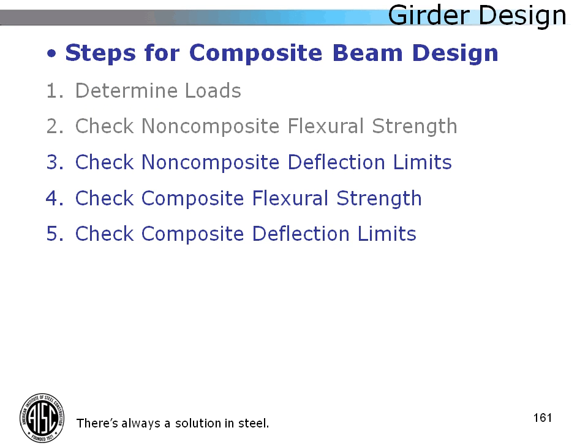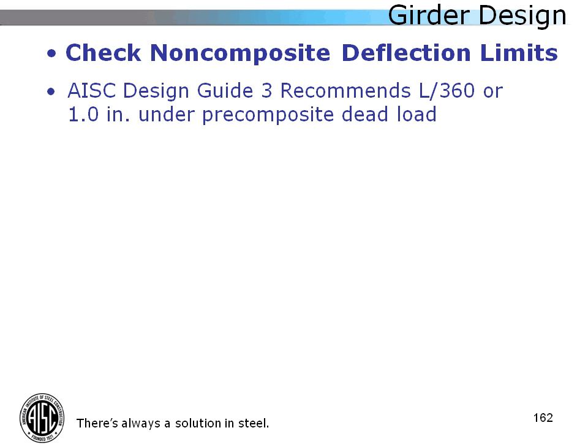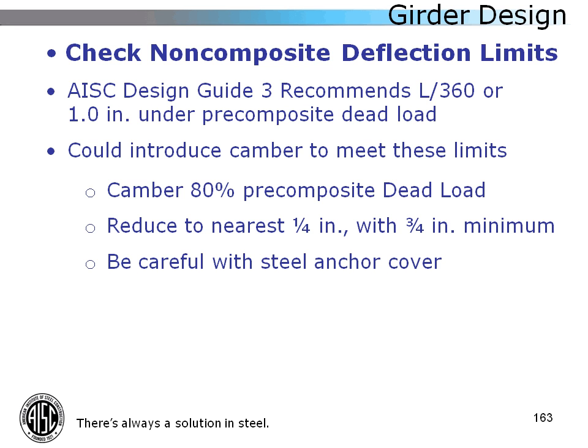All right, next, non-composite deflection limits. For non-composite deflection limits, L over 360 or 1 inch is what AISC Design Guide 3 recommends. If you can't meet that, you need to either get a bigger section or you can use cambering. If you're going to camber your beam, there's a couple of limitations to be aware of. You probably only want to camber out 80% of the pre-composite dead load.